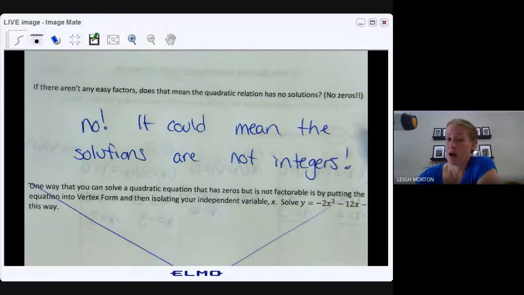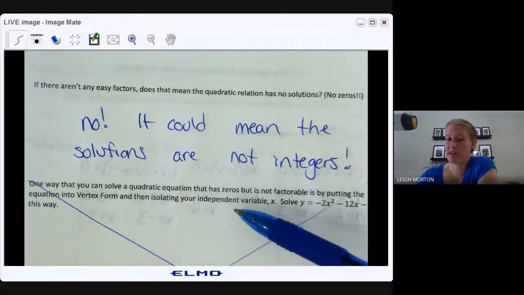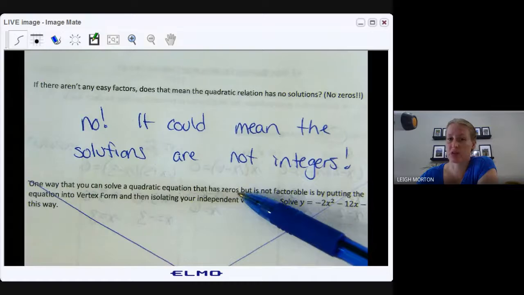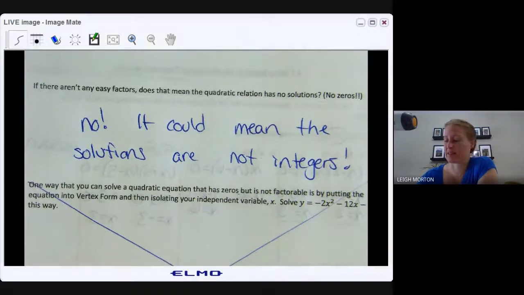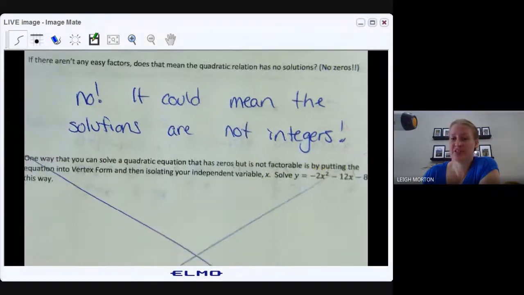I think I pulled this out of the notes I posted online. If not, we are not doing this next section, talking about vertex form. Not getting into that today. We're going to scroll down to the quicker method.